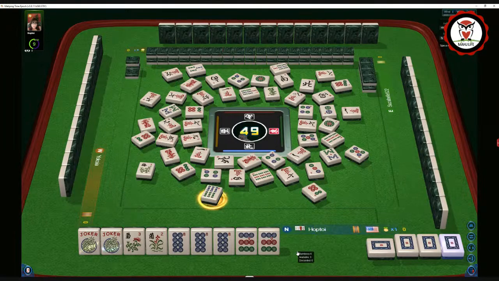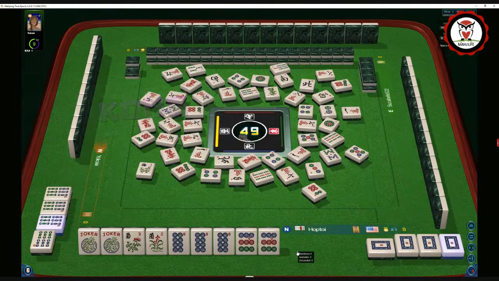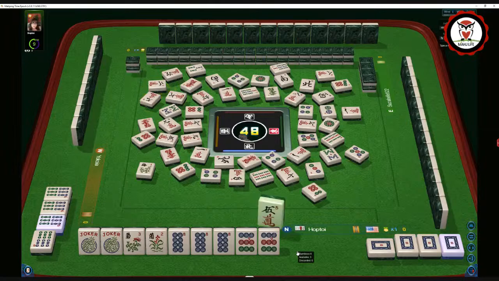6 bamboos. So it could be one of 2 hands. It could be a year hand, the first year hand. Kong. Could be 2, 4, 6, 8 Kong. 2 hands. So it could be one of 4 hands, I guess. 1, 2, 3, 4 hands. 5 characters. 4 hands with Kongs of dragons.